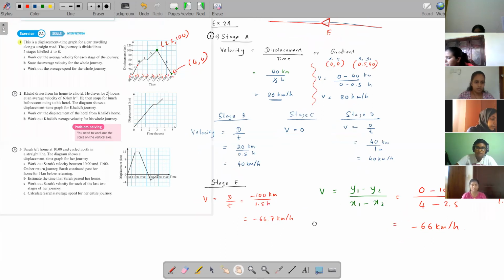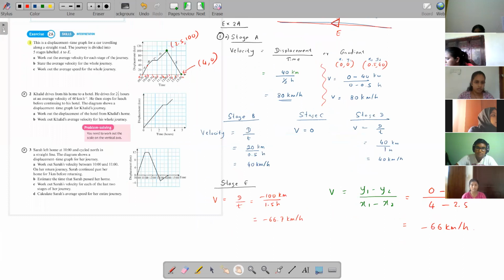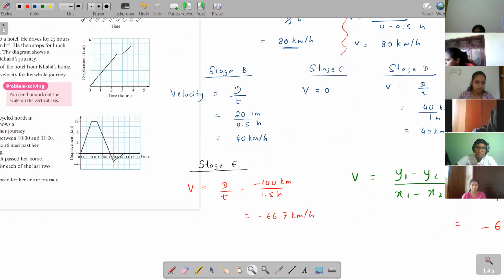Okay, then what about part B? Give me your answers for part B. State the average velocity for the whole journey. What do you mean by average velocity?